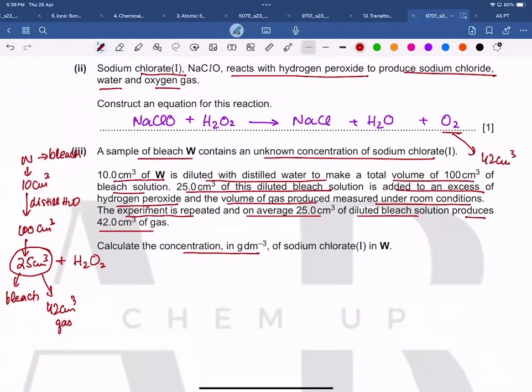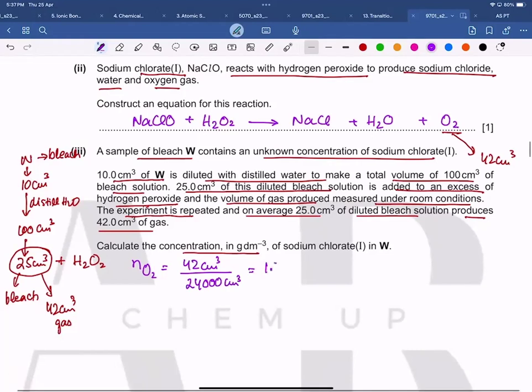So if we know the volume of a gas, we can easily convert it into moles. Very good. So moles of oxygen would be, and it's 42 cm³, so volume of a gas divided by 24 dm³ or 24,000 cm³. The volume is in cm³, so we'll divide it by 24,000. So we'll get the moles of oxygen. What is the moles of oxygen? 1.75 × 10⁻³. These are the moles of oxygen. Is this clear to all of you?